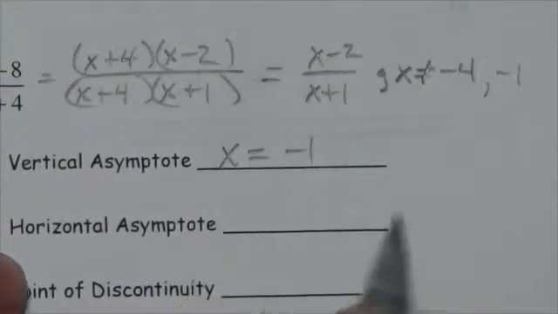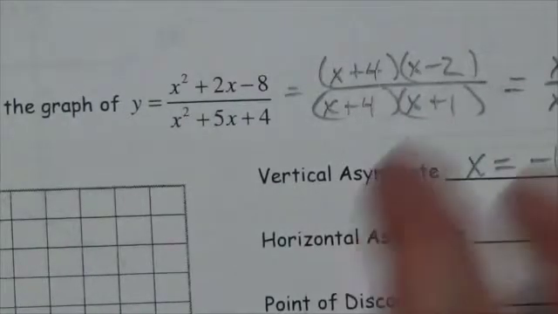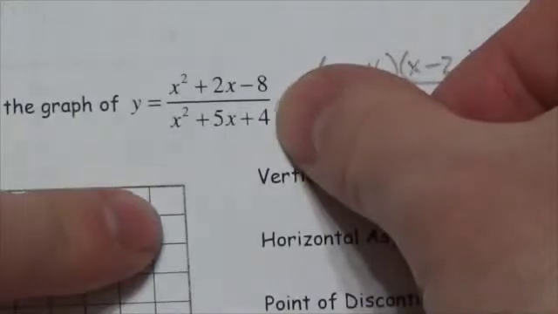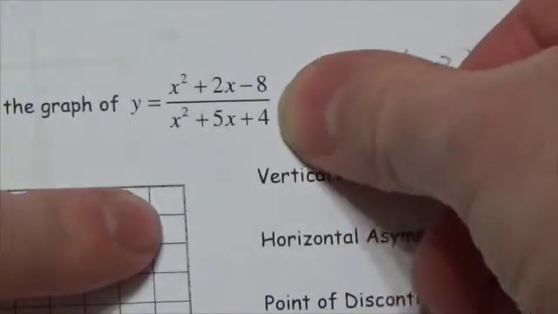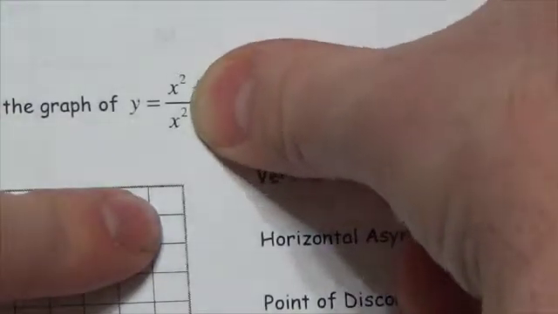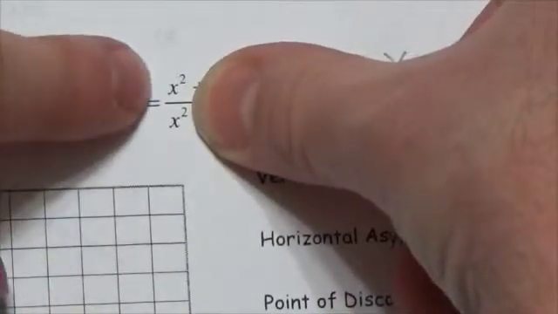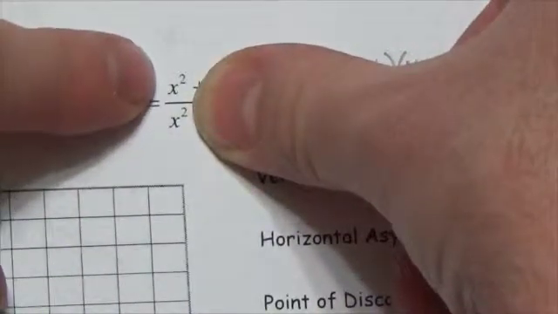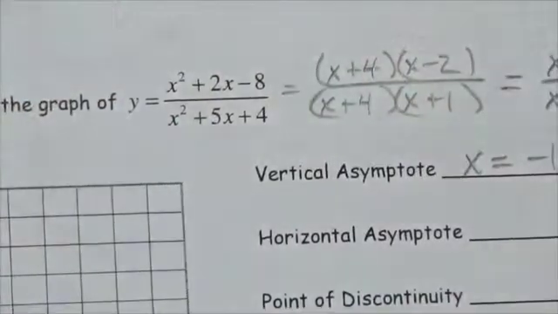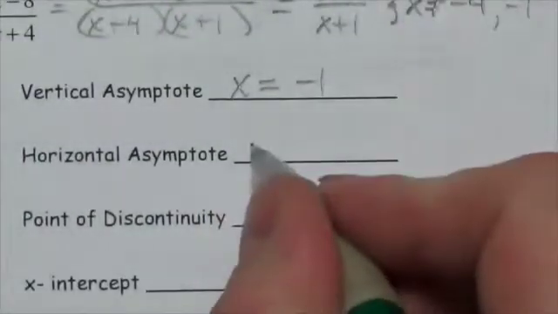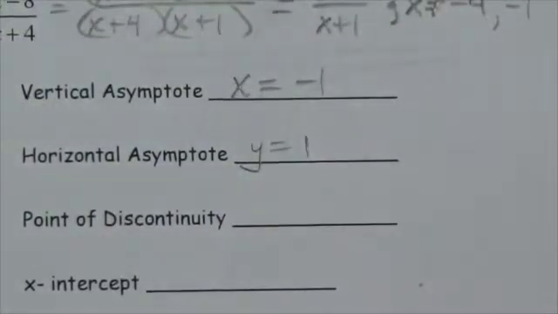The horizontal asymptote, well, we're going to compare leading coefficients, right? We're going to compare the highest degree terms. So what I do here is I just cancel all the rest of that out, don't really care about it. And in this case, it's very straightforward because you're left with x squared over x squared. That's just going to be 1. So my horizontal asymptote is y equals 1.